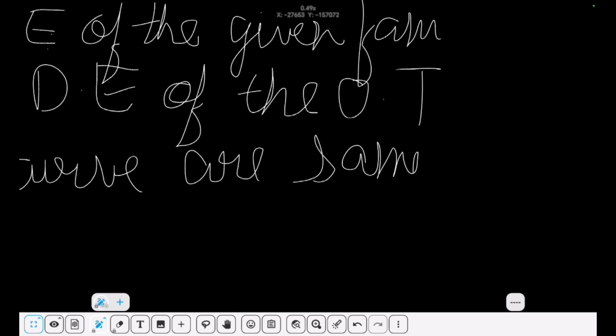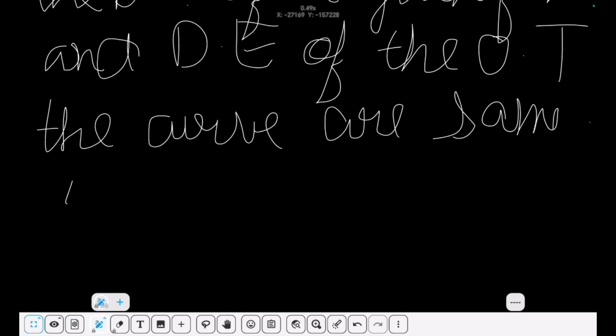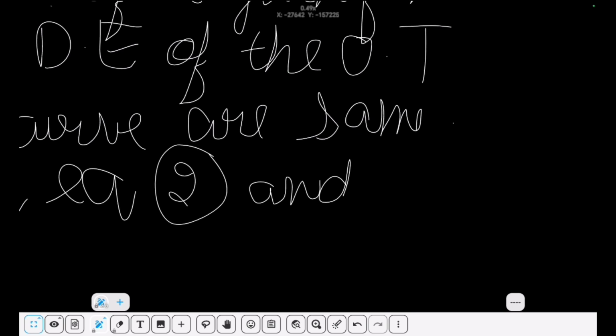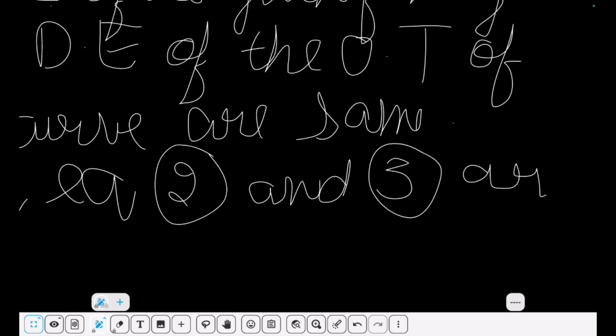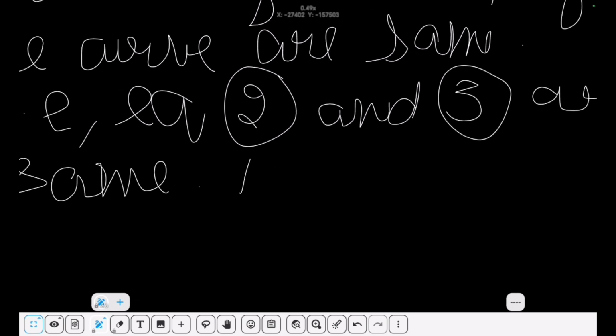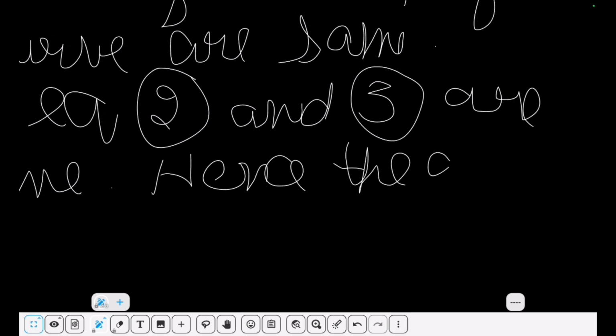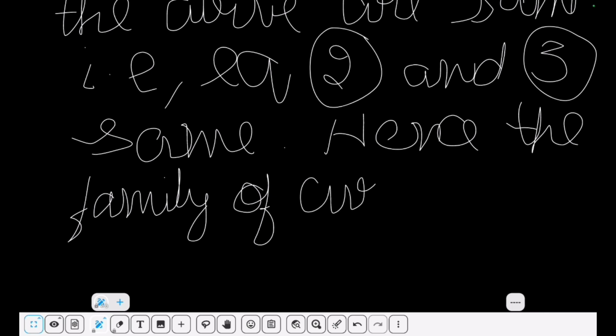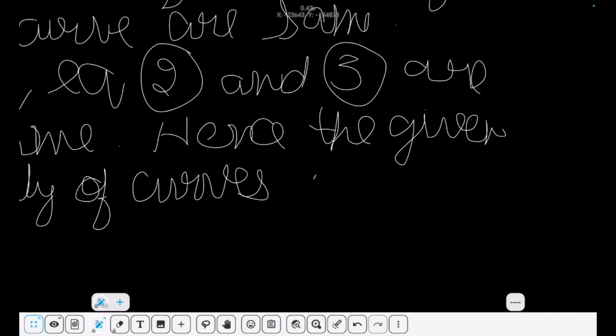That is, if you want, you can write, equation 2 and 3 are same. Hence, the given family of curves is self orthogonal.